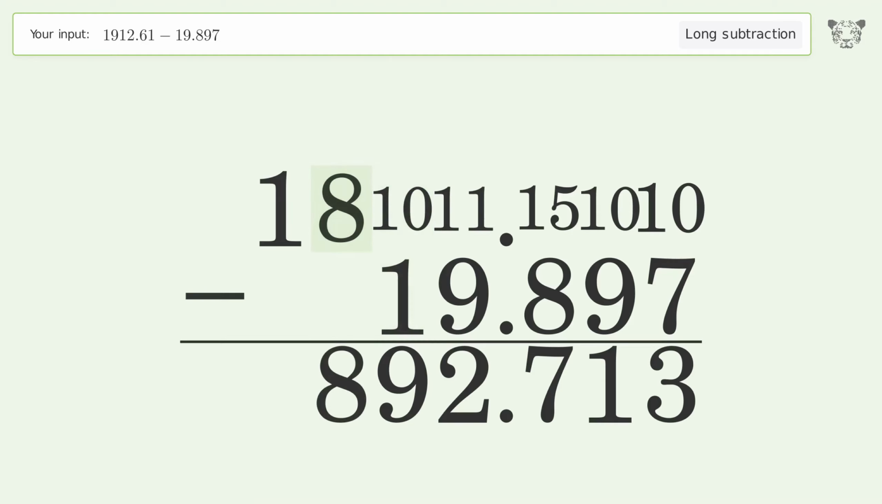Write 8 in the hundreds place. Write 1 in the thousands place. And so the final result is 1,892.713.